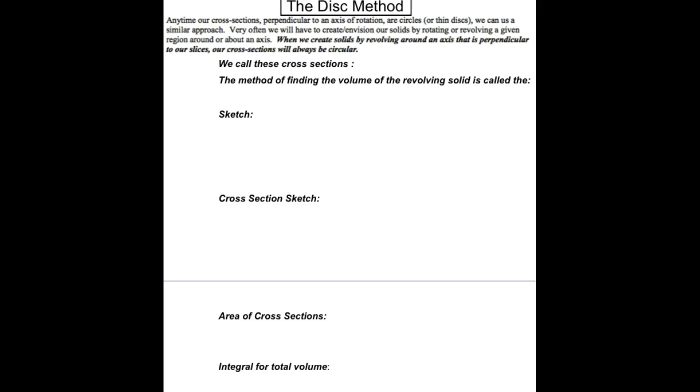I want you to go into your notes. I know there's some before this. I think I'm going to start right in with the disk method, and then I'm going to go back. By the way, this process is how you get all your geometry formulas. Like, why is the volume of a sphere 4/3 pi r cubed? It comes from this process.